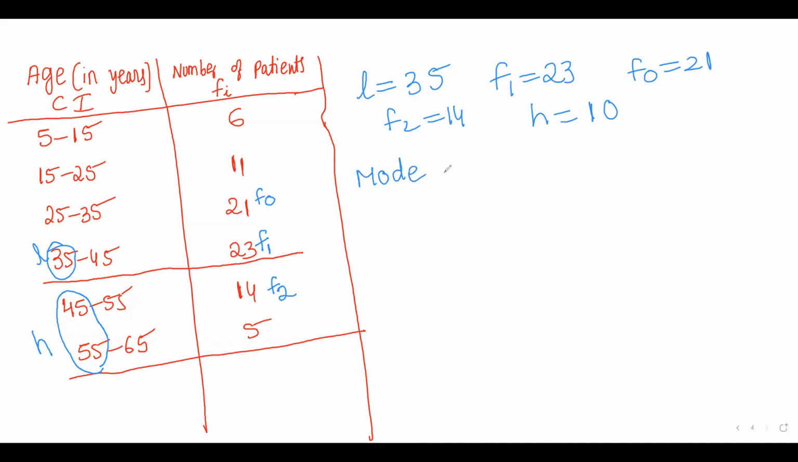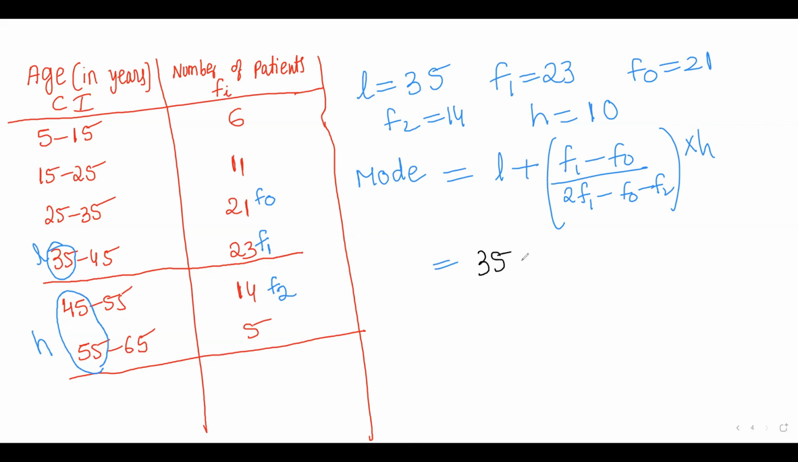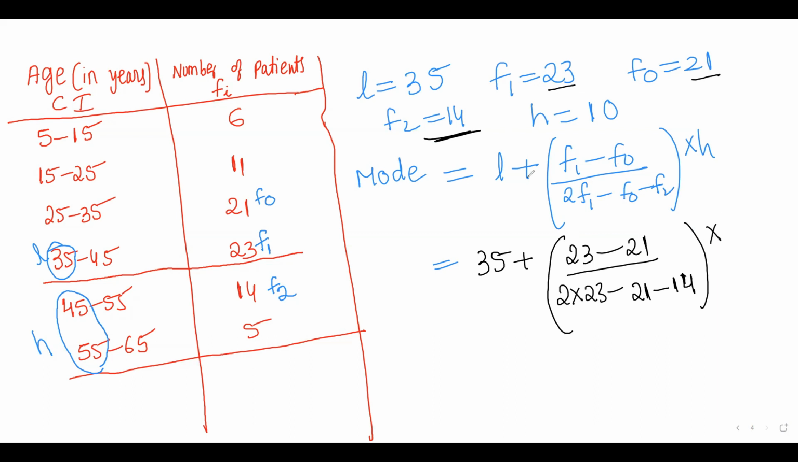Mode is equal to L plus F1 minus F0 by 2F1 minus F0 minus F2 into H. Let us substitute. What is L value? 35. F1 is 23. F0 21. 2F1, 2 into 23. F0 21. F2, see here, F2 is 14, into H. What is H value? H is 10. You substitute all the values.